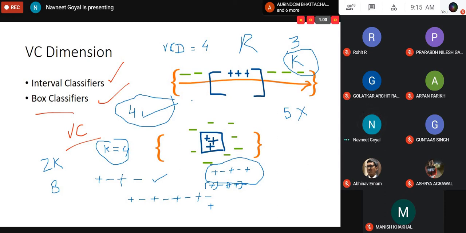All right. But this is not a proof, right? So you need to work on the proof. All right. So can we now move to box classifiers?